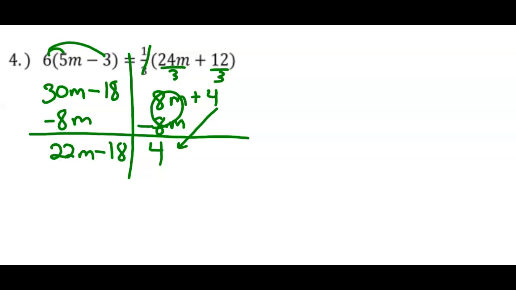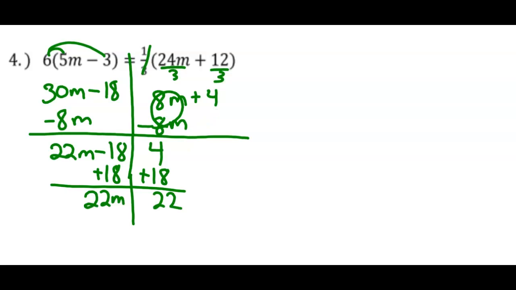So now what do I have to move? Do I have to move my 22 or my negative 18? Negative 18 is the one that's being added or subtracted to them, so I have to move that first. To zero that out, I add positive 18 to both sides. Then I need to divide both sides by 22, and m is equal to 1.